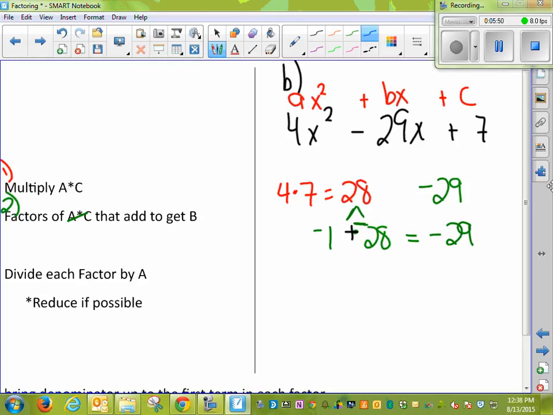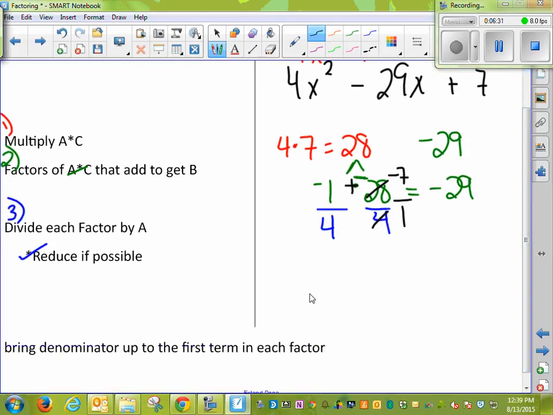Great. Step number 3. Divide each factor by a. So in step 1, we multiplied, so at some point we have to undo that and divide by a. So I'm dividing each one of these by 4. I prefer to reduce while they're up here in my table, so I'm going to reduce. 1/4 doesn't, but 28 over 4 does. 28 divided by 4 is going to give me negative 7 over 1. So my factors are negative 1 over 4 and negative 7 over 1.